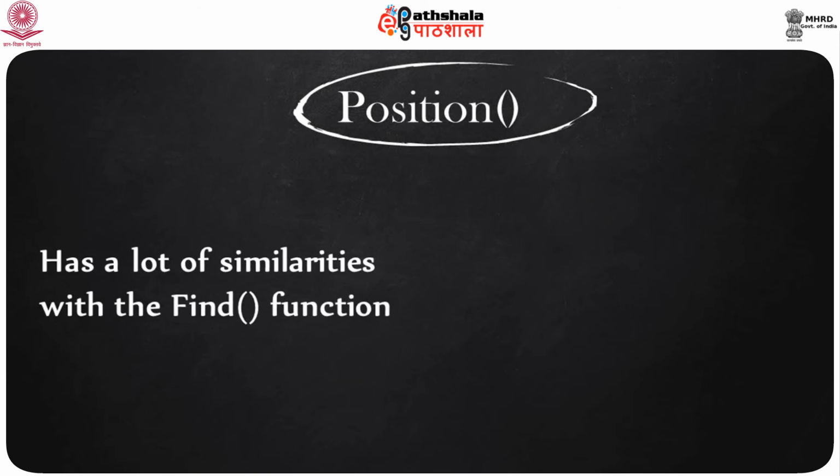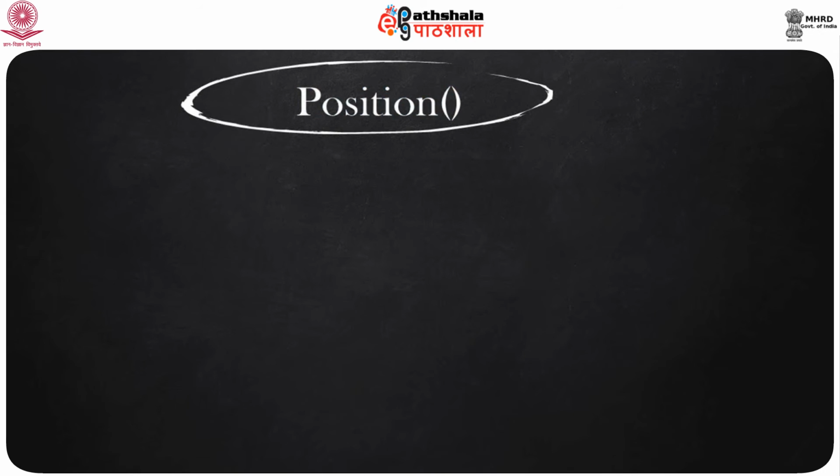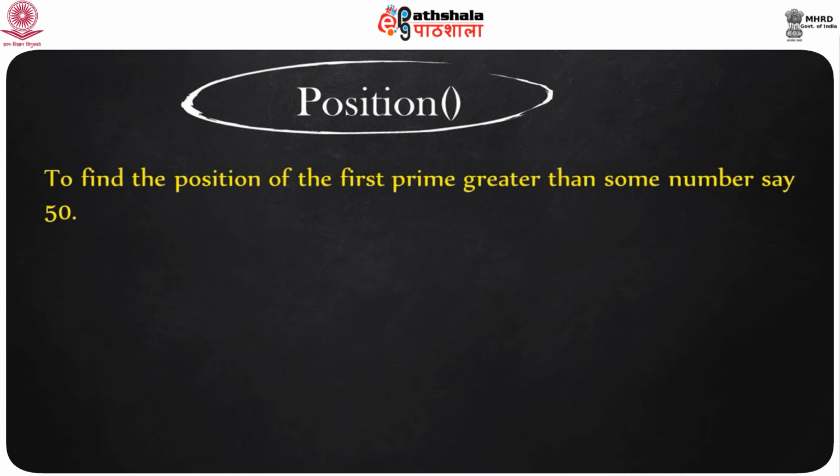Another function of this type is the function position. Position has a lot of similarities with the find function. The only dissimilarity is that position provides the index of the element that would be returned by find instead of its value. Here we are using exactly the same example that we just considered for the function find. Unlike the find function, if we want to find the position of the prime number starting from 50 going up to 100, then the output will be 4.